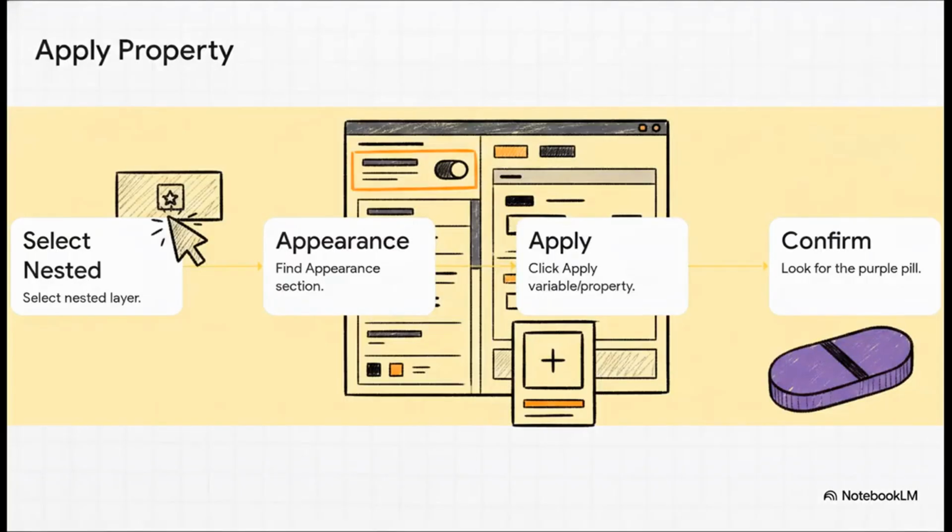Now for the fun part, applying that rule to the actual design layer. Grab the specific nested layer, like the actual icon inside your button. Then find the Appearance section over in that right sidebar. Click the little Apply Variable/Property icon and choose the Boolean property you just made. When you do this right, you'll see a very satisfying little purple pill with the property name pop up in the sidebar. That purple pill is your confirmation that it's working.